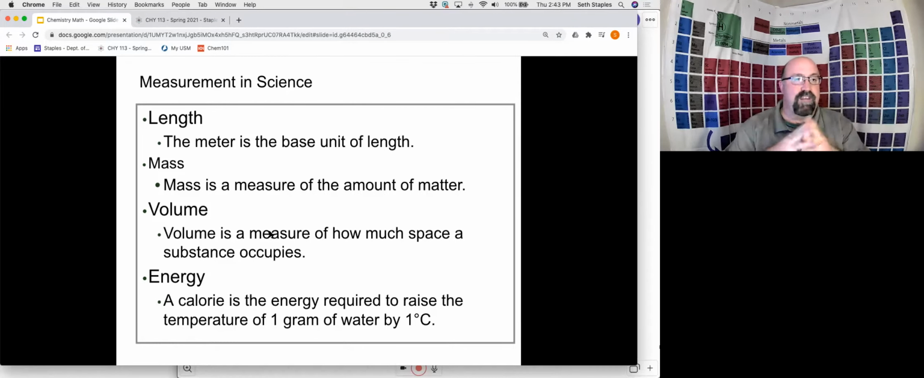I already mentioned some of these, things like length, mass, volume, which is a measure of how much space something actually occupies. Energy, we'll be working with energy units quite a bit in a few weeks in one of our topics here.